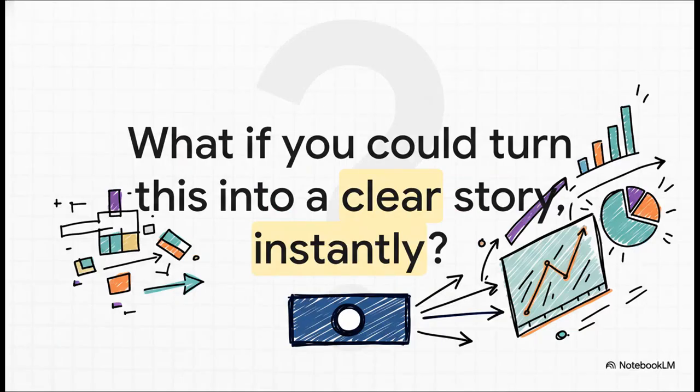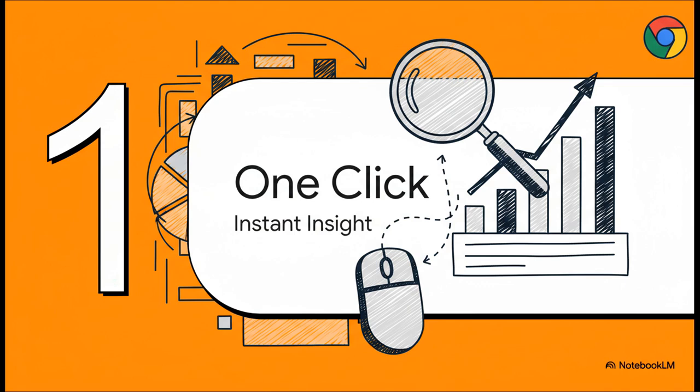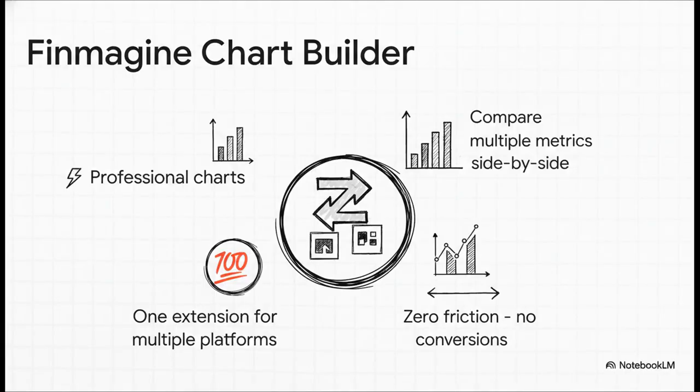But here's the thing. What if you could just skip all of that manual grunt work? What if, with just one click, you could magically translate that entire wall of data into a story you can actually see, right there on the page? Well, that is exactly what the FinMagine Financial Chart Builder does. It's this simple, really elegant Chrome extension that builds a bridge from that raw data directly to an insight, instantly.